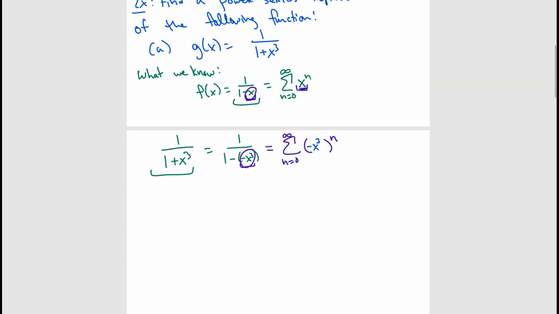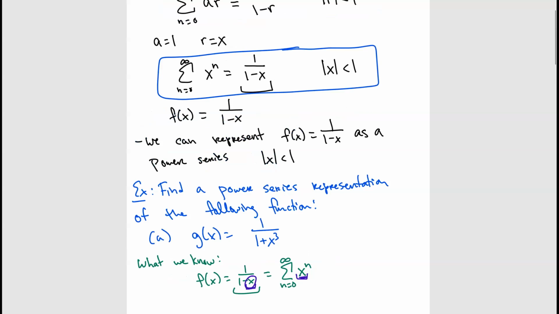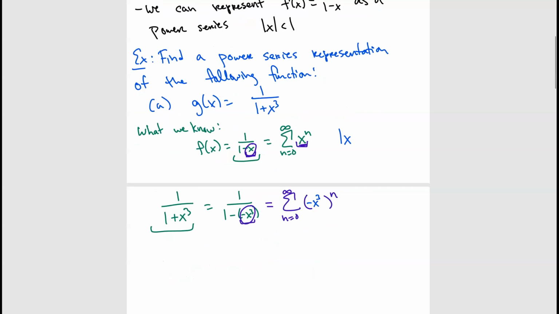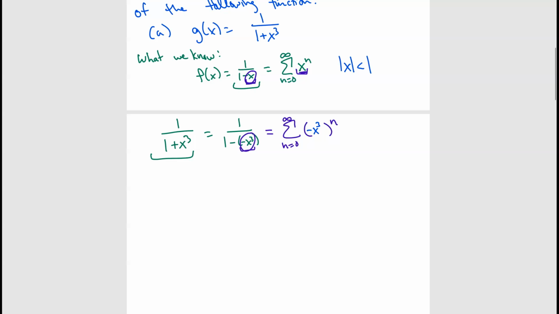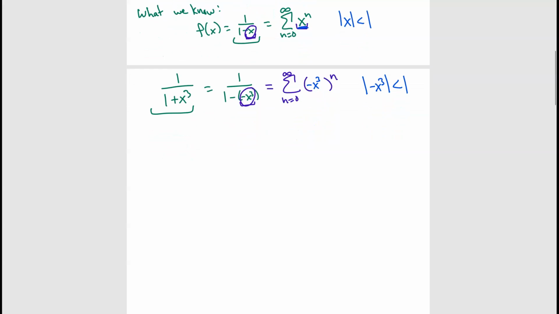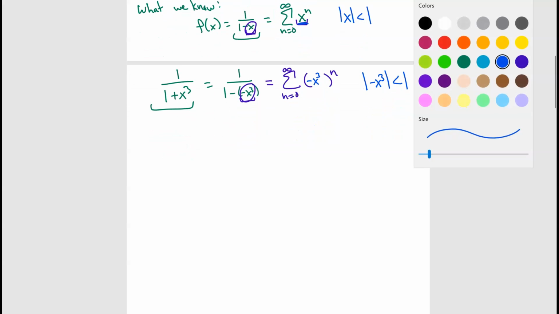Okay. Now, if we look at the radius of convergence, the absolute value of x has to be less than 1. Well, here it was because you had an x. In this case, the absolute value of negative x cubed has to be less than 1. So all I'm doing is mimicking this. All right, so let's try to simplify this a little further.